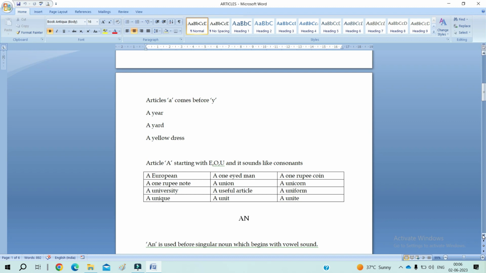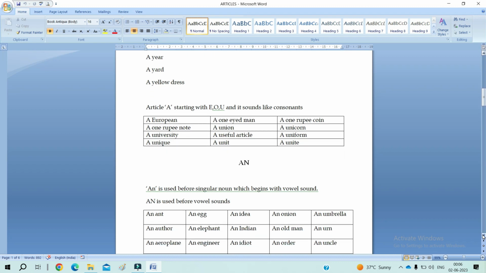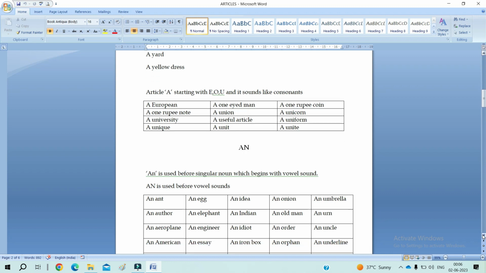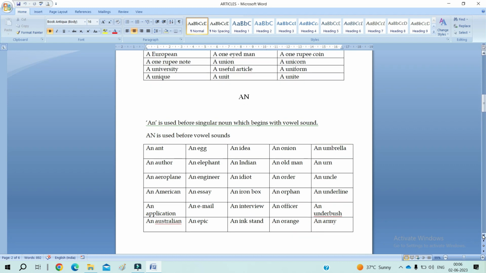A one rupee note. A university. I'll tell you briefly about these vowel sounds and consonant sounds, how we pronounce them and how it works, in the coming videos, with phonetics and clear accent also.